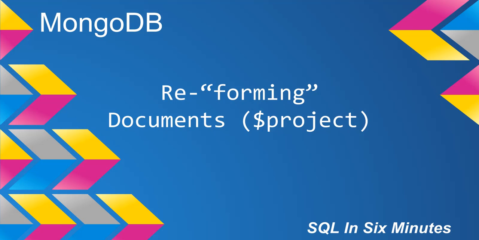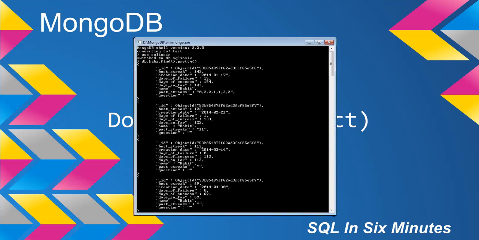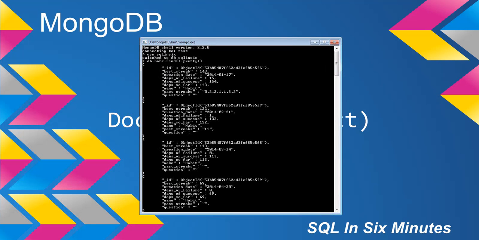And so we're going to go ahead and look at our collection habs, and we're going to basically alter the structure. We're going to return an altered structure of it. We're not going to change the structure of it per se, but we're going to return an altered structure of it. So let's look at this here. We can see that we have ID, best streak, creation date, days of failure, days of success, days so far, name, past streaks, and questions.